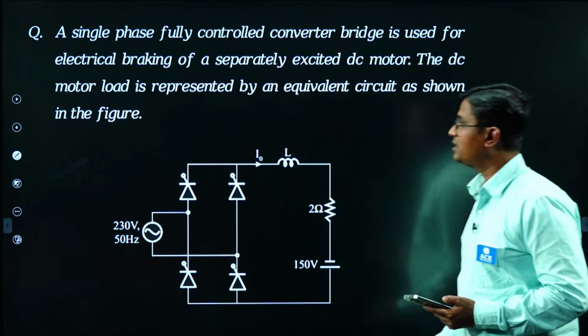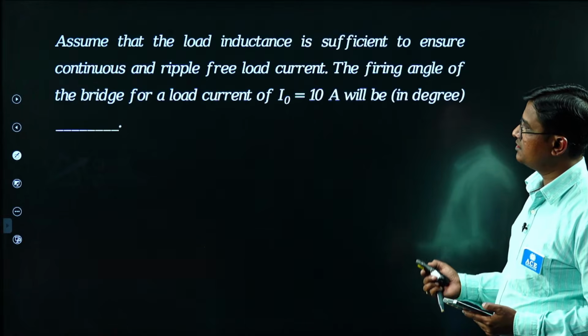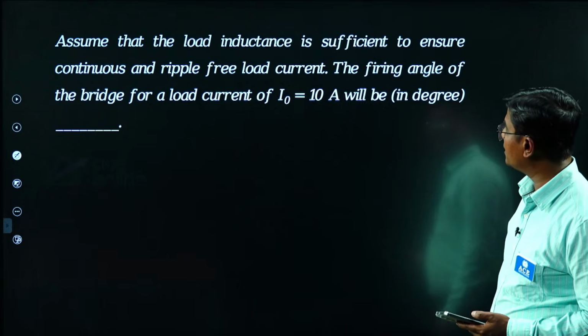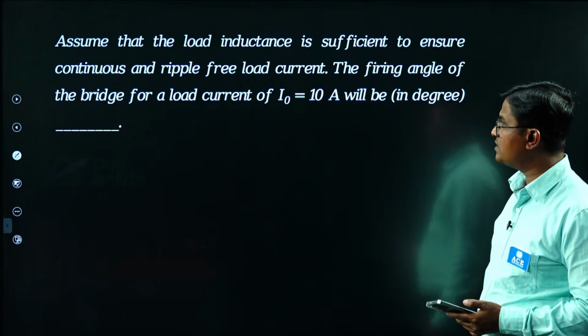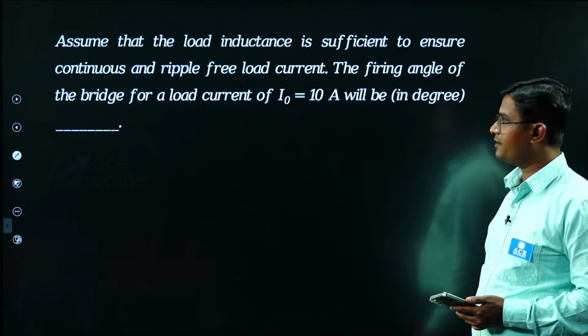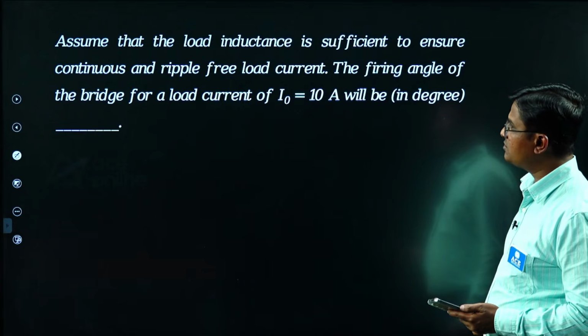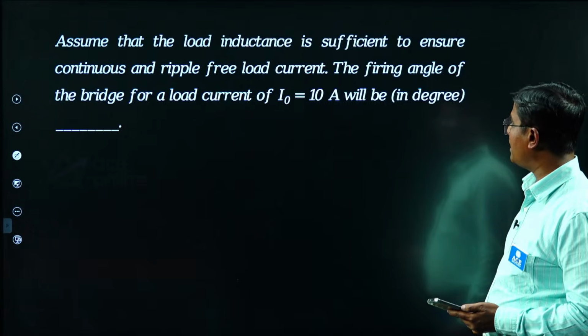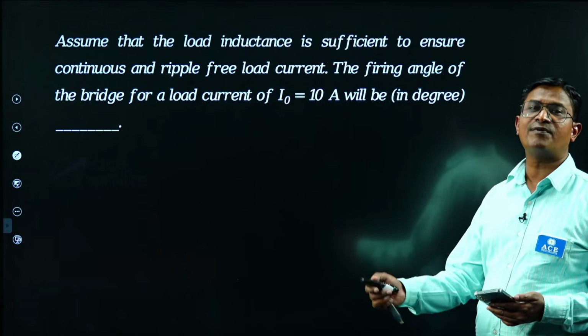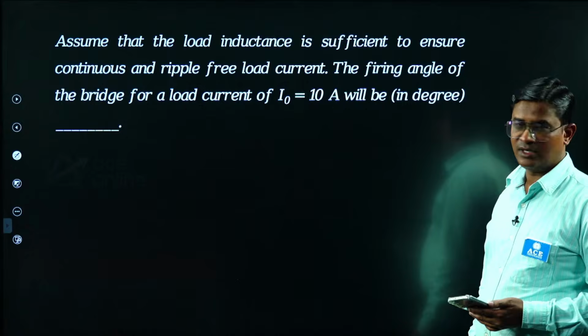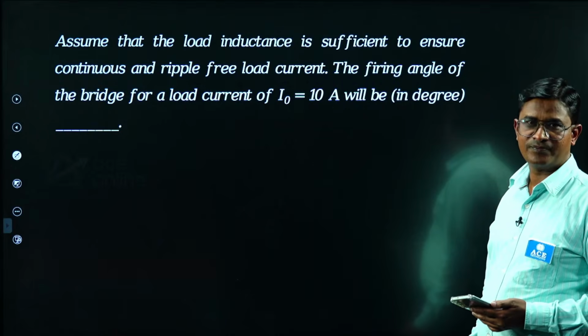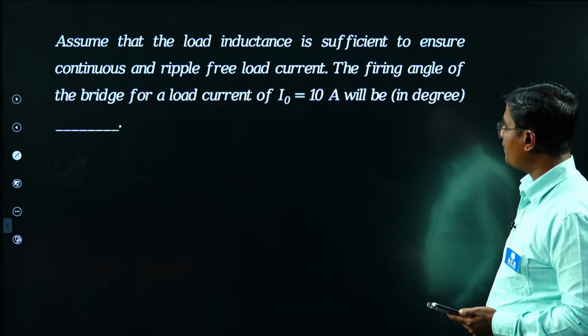Alright. Now here, assume that the load inductance is sufficient to ensure continuous and ripple-free load current, right? The firing angle of the bridge for a load current of I0 equal to 10 ampere will be. They are asking for the alpha value. Load current is constant at 10 ampere. Okay, right. Now how to find the alpha value?